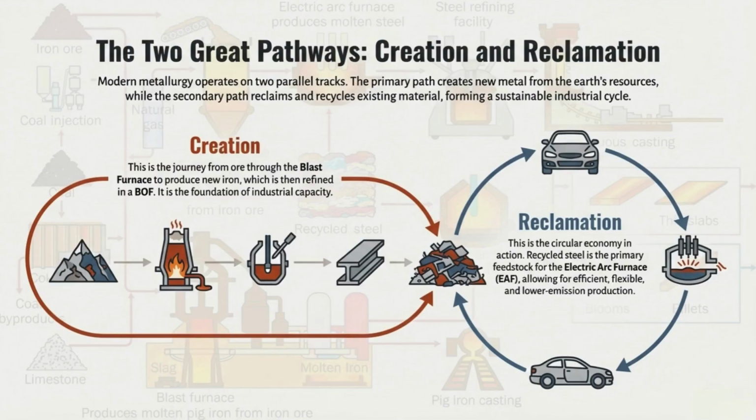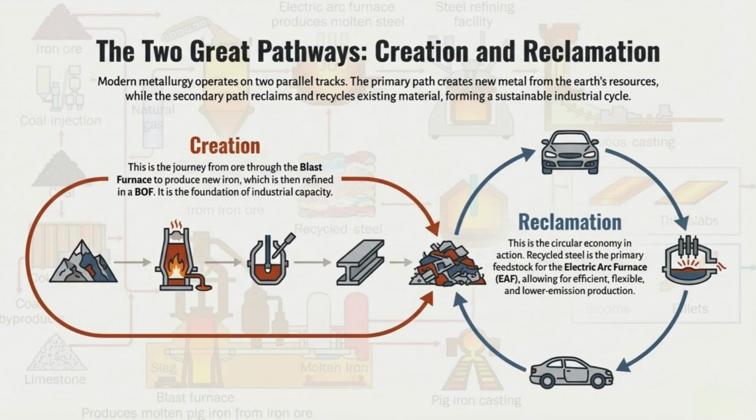However, the second path is just as important: reclamation. This is our secondary path, and it is the heart of the circular economy. In this process, we take the steel that the world has already used, like old cars, appliances, and industrial scrap, and use it as the primary food for the electric arc furnace, EAF.